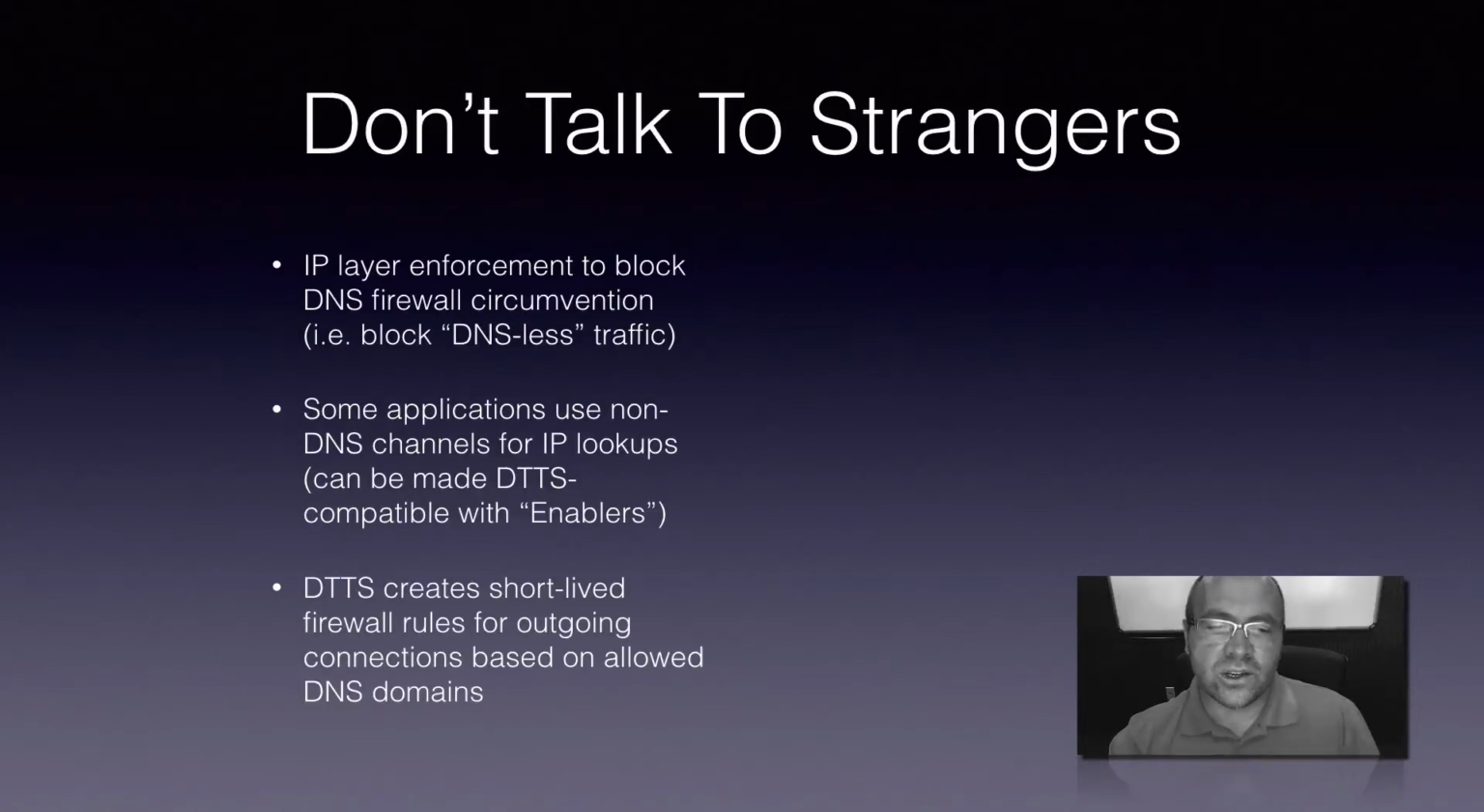The don't talk to strangers, or DTTS for short, portion is an approach to offer IP layer enforcement to block DNS firewall circumvention. Now, lots of applications use internal proprietary non-DNS methods of IP lookups, and some do this for good reasons, by the way, and those we'll address with what we call enablers. The DTTS approach will simply block such alternate methods since it creates very short-lived firewall allow rules for outgoing connections. These outgoing rules are based on successful DNS lookups. That's it. Very simple and elegant.